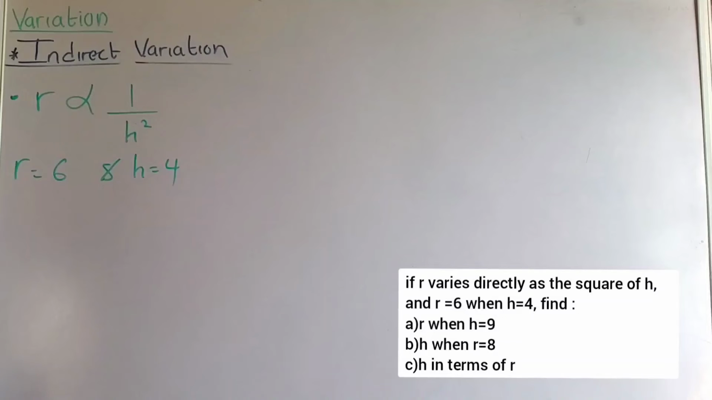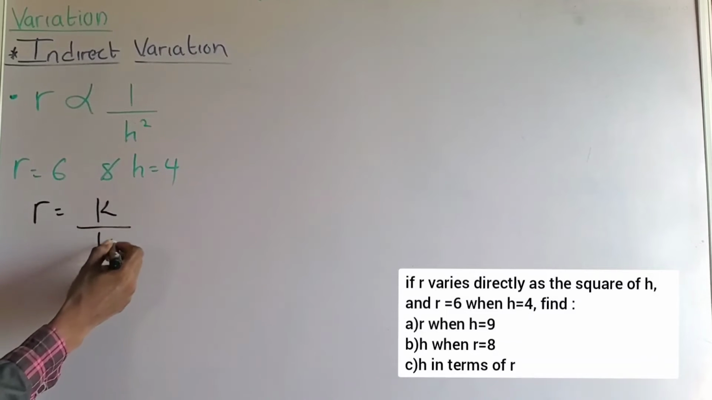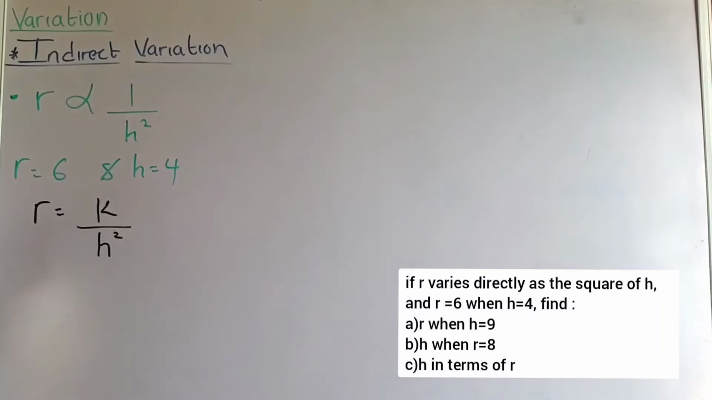Now we are asked to find the value of R when h equals 9. Before we can solve this question, the first step is to change this variation sign to an equals sign, and to do that, you have to introduce the proportionality constant. The goal of the proportionality constant is to tell us the degree of difference that exists between R and h. So I'm going to have R equals k all over h squared. Because if R varies inversely as h squared, then to write an expression with a constant, I'm going to have R equals k multiplied by 1 over h squared, which gives us k over h squared.